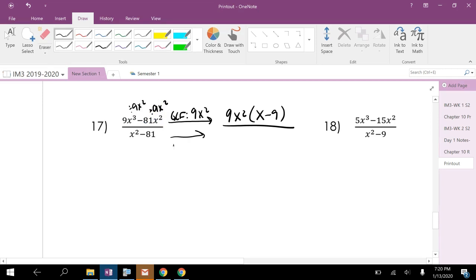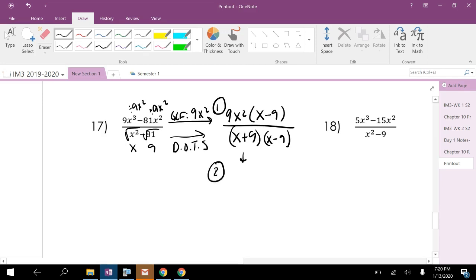Then this one is called difference of two squares, where you take the square root of both. Well, when you take the square root of both, you get x and 9. So you have x plus 9, x minus 9. That's the first step. The hardest step is the factoring part. And I know factoring is hard. I get that. Got to keep practicing. We've been doing it for a while now.